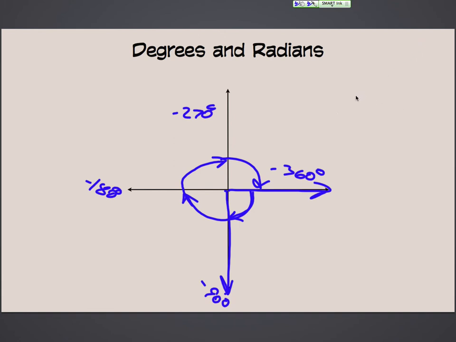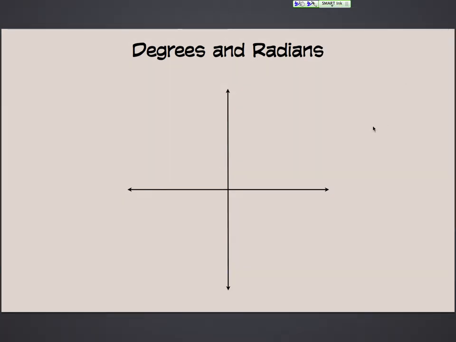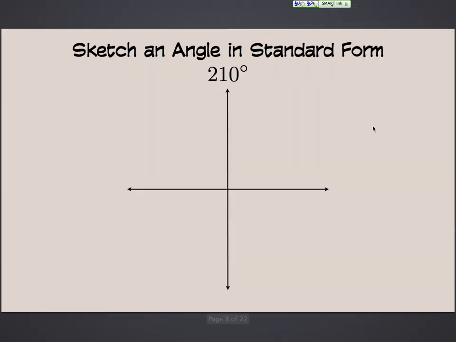It's like swollen, but it's not. They'll tell you what angle. Okay, so here's an example of what you're going to have to do. They're going to give me an angle like 210 degrees, and they're going to want you to draw it.